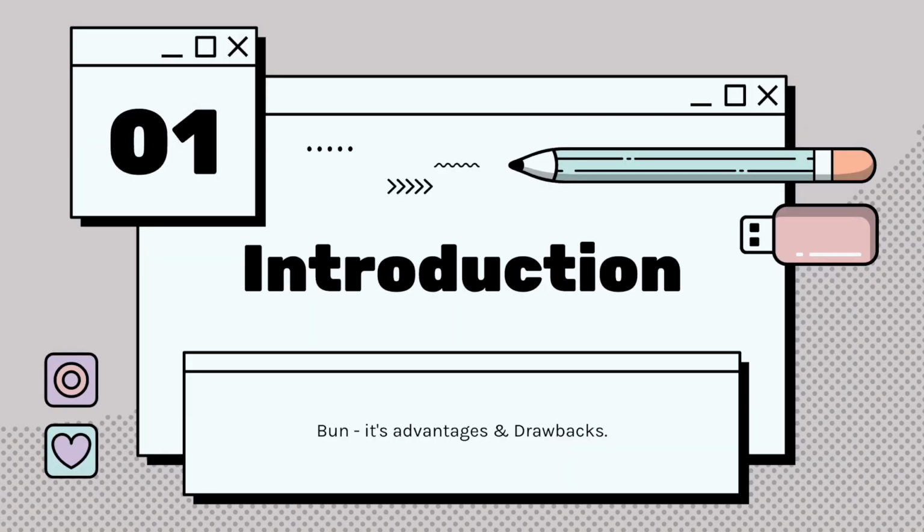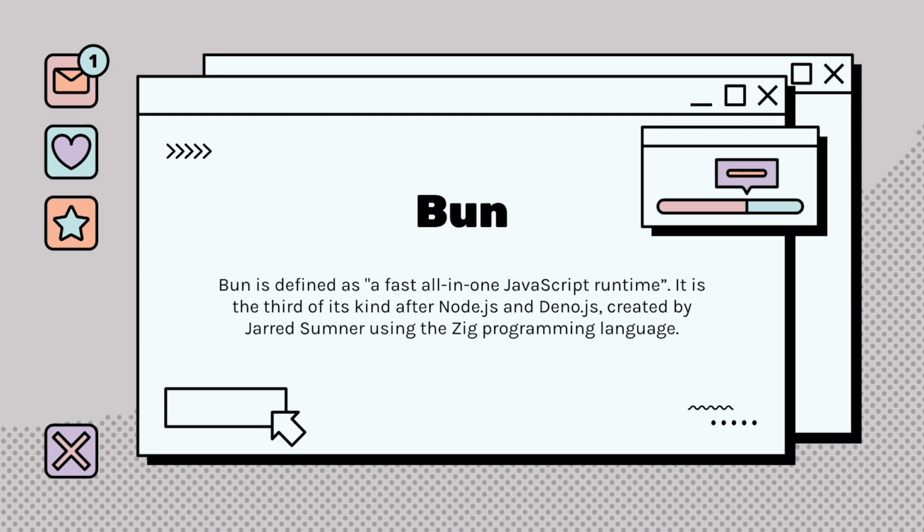Let's start by understanding what is Bun, what are its advantages, and some of its drawbacks. Bun is defined as a fast all-in-one JavaScript runtime. It is the third of its kind after Node.js and Deno. It is created by Jarred Sumner using the Zig programming language. So, what are the advantages of using Bun? The main advantages include speed, elegant APIs, and cohesive DX.